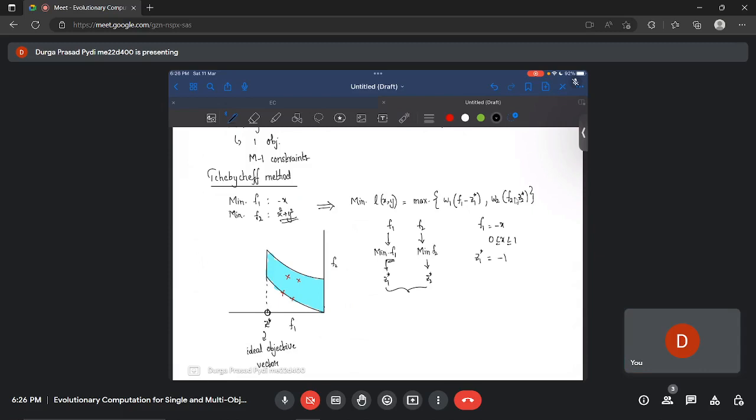In this classical method, how many sets of W1 and W2 are required to get the Pareto front? We cannot say beforehand, because we ourselves have to change W1 and W2. You can start with some set, but we cannot say beforehand. It depends on so many factors.